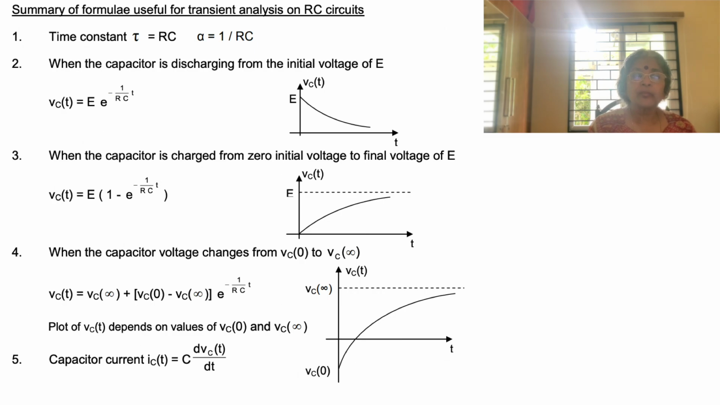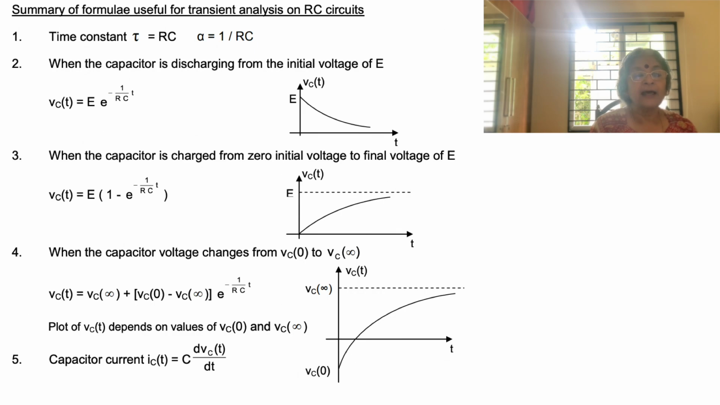Then we have the capacitor, which has already acquired charges. Now, getting a circuit for discharging the charges out as a current, it is given by VC(t) equal to E, that is the initial voltage that has been collected in the capacitor, multiplied by e raised to minus t by RC, or minus t by tau.